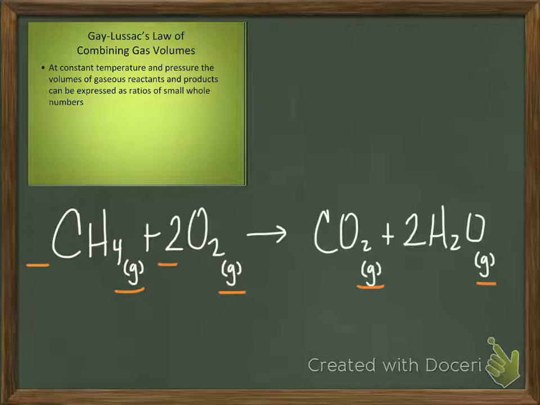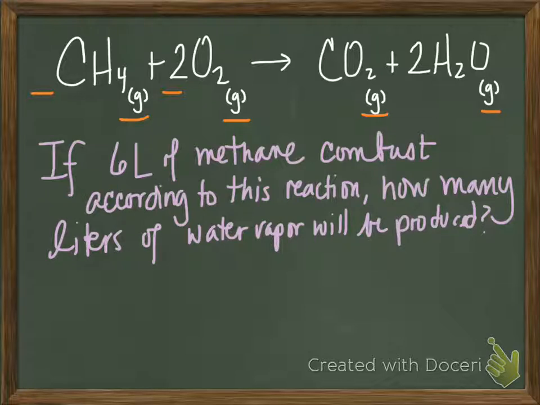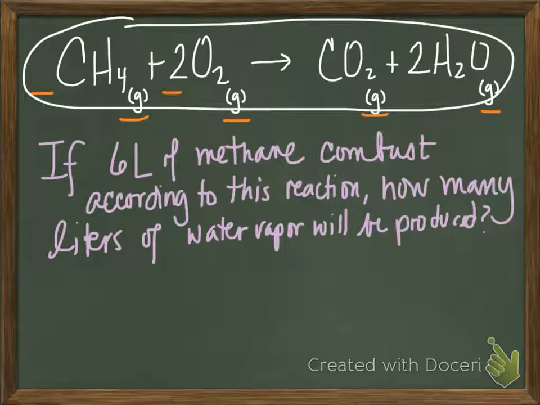Let's do a sample problem involving the combustion of methane. So we're asked, if 6 liters of methane combust according to this reaction, how many liters of water vapor will be produced? Do I have to know the temperature at which the combustion is happening? Do I have to know the pressure under which it's happening? No, because the beautiful thing is, as long as everything is taking part in the same reaction, it is all at the same temperature and the same pressure. So the volumes are just ratios.